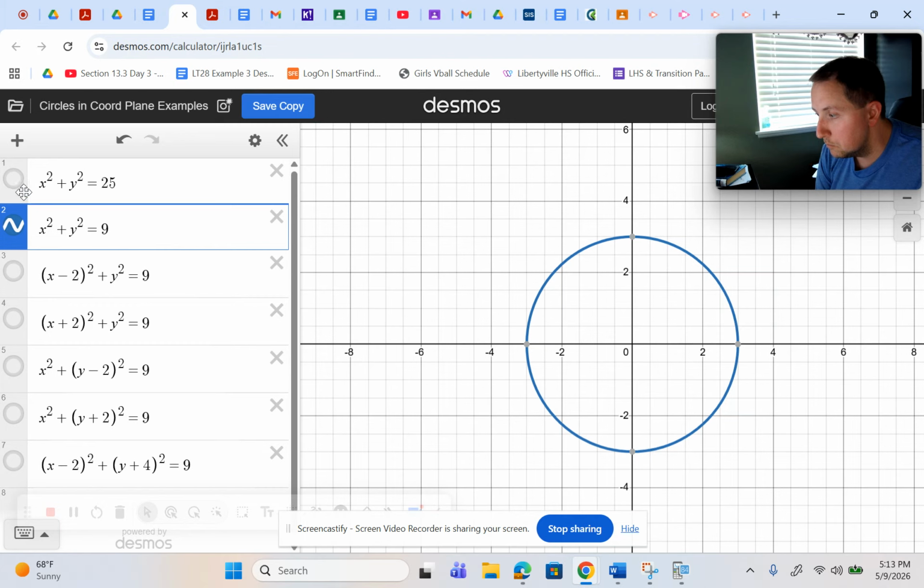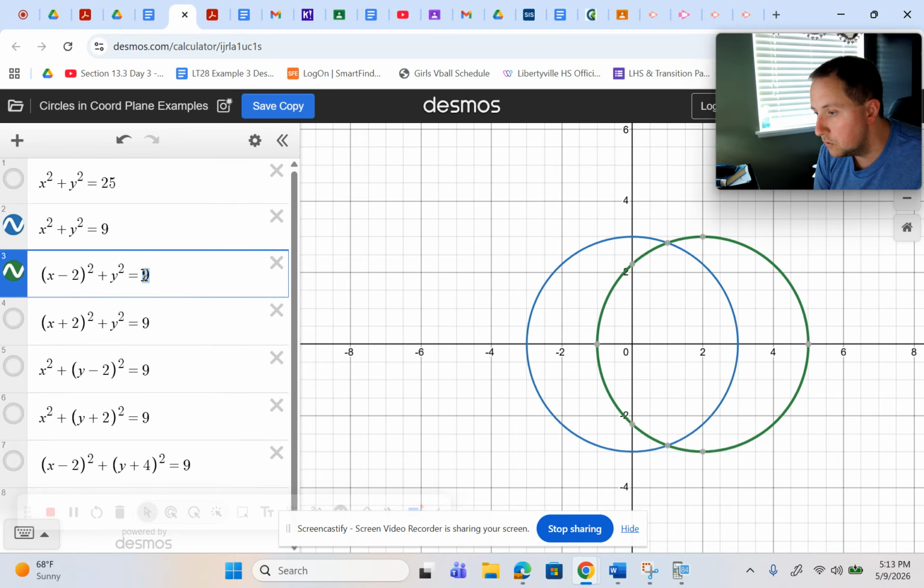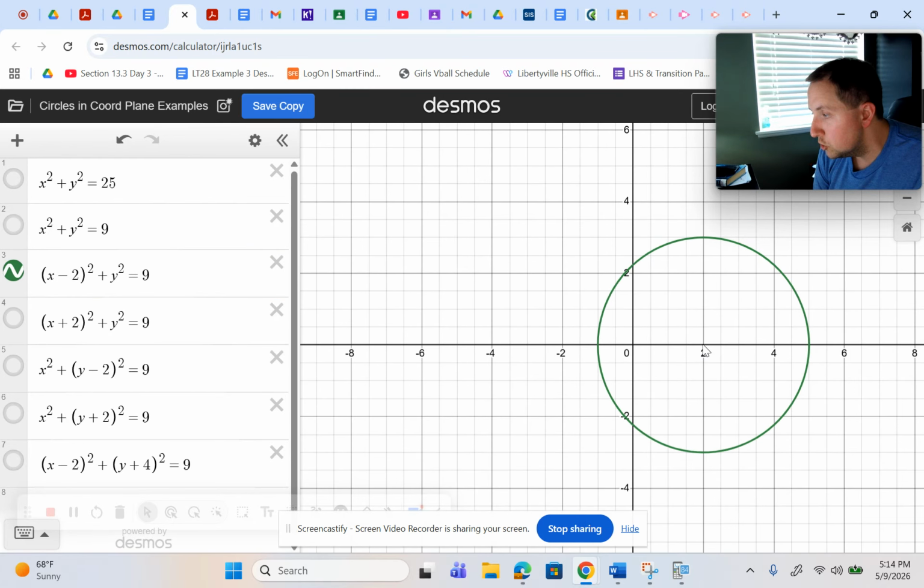Now, I'm going to keep the blue one up, and I'm going to have us compare it to the next one here in green. Looks like the size of the circle didn't change, and we can see that because if you look at the right-hand side, both of those values are 9. So the radius of the circle is still the square root of 9, which is 3. What did happen, though, and again, I'm going to turn the green one off for a second. Remember, this was centered at 0, 0. If I turn the green one on now, the center of this circle is at 2, 0.